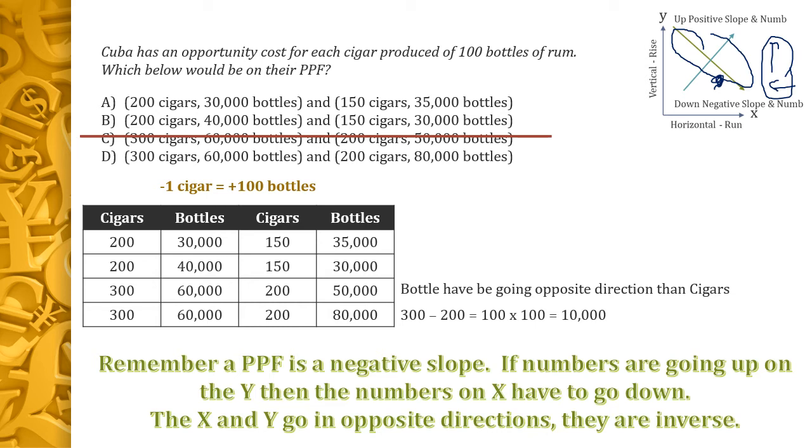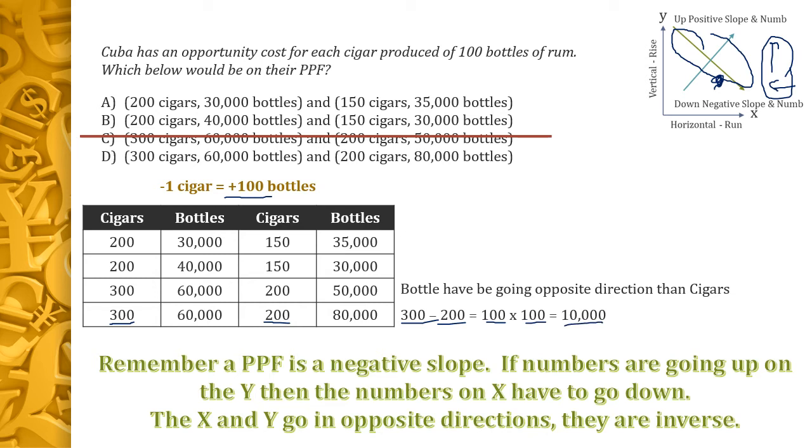Well, the first thing we do is look at the change in cigars. We have 300, we now have 200. 300 minus 200 is equal to 100. And remember, we're going to gain 100 bottles for every cigar, so it's going to be 100 times 100. The difference should be 10,000 basic bottles.